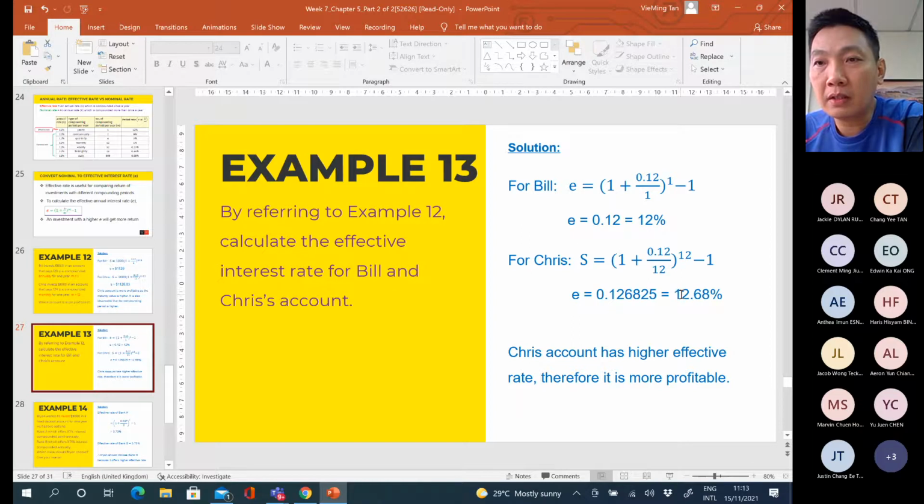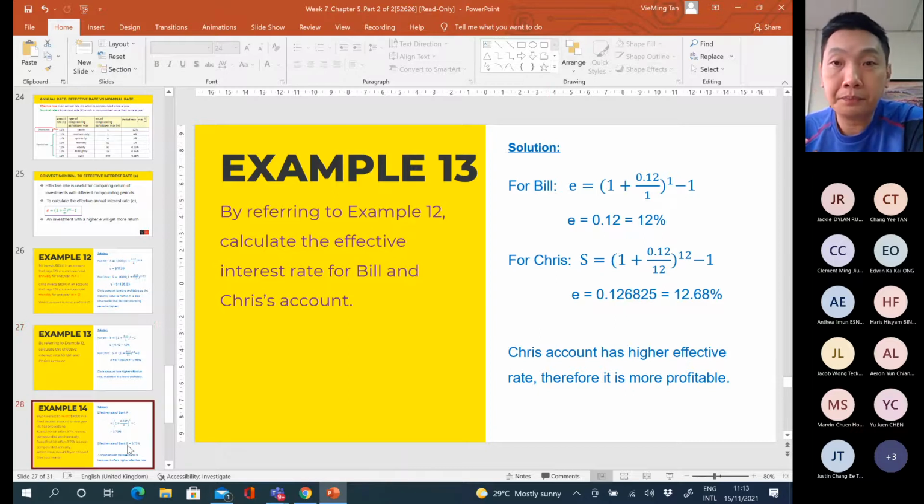This is the effective annual rate. The annual return rate for Chris is higher than that of Bill. So if you use the effective rate, you can say this account has a higher effective rate, therefore it is more profitable. So far so good. You can use S or the E value to make the comparison.